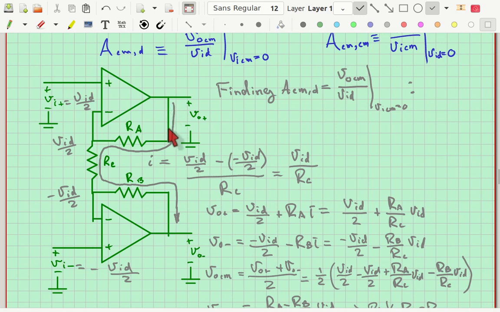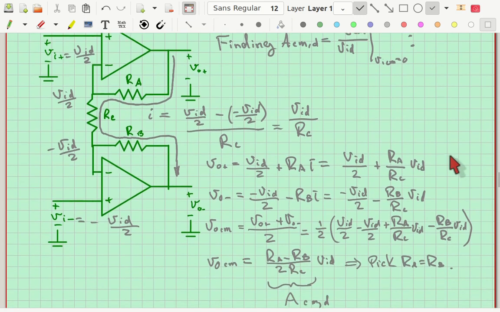So here's V out plus. Remember that we had I going through this thing right here, and the voltage on this terminal at this position is VID over 2. So if I take VID over 2 plus I times RA, I get V out plus, and that's just what I wrote right here. If you substitute in the I we have up here, you get this. Similarly, for V out minus, I take the voltage at this terminal, which is minus VID over 2, and then I have a drop by RB times I, so I subtract RBI, and I get this voltage right here.